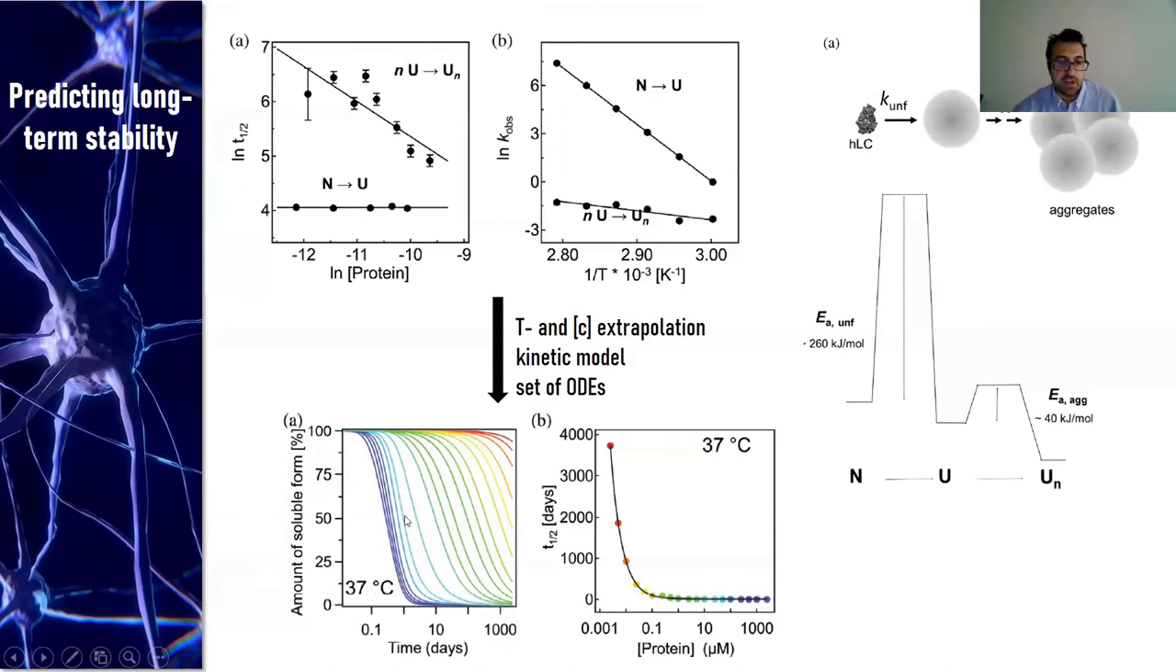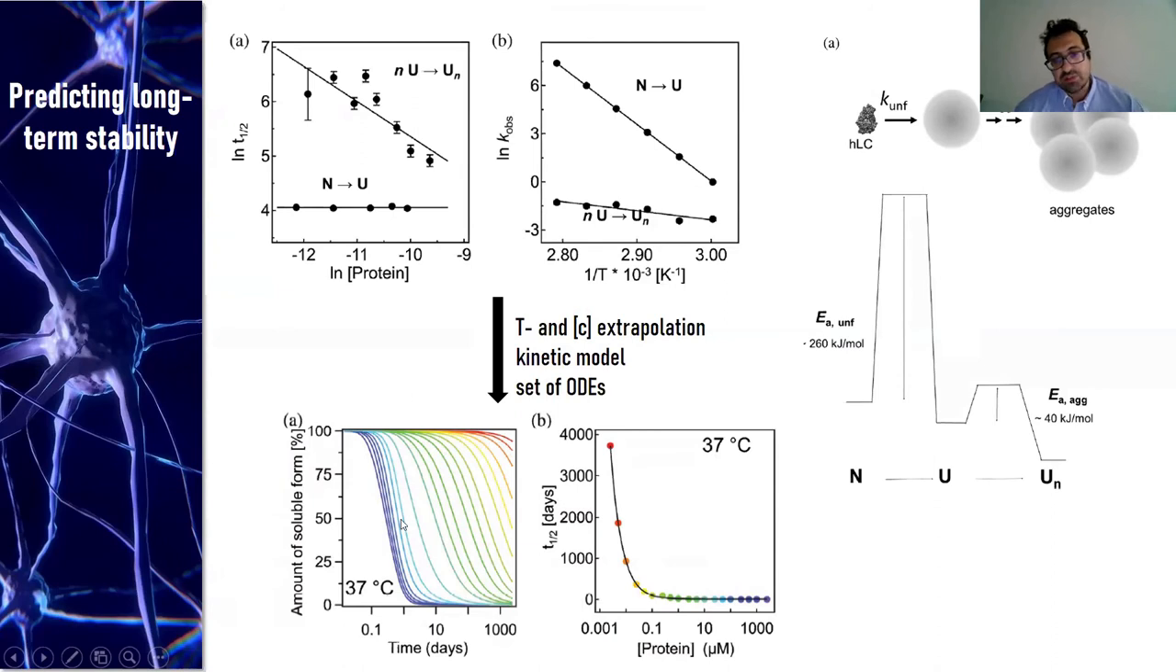So what you can see here are different concentrations of protein at 37 degrees. And as you can see, the amount of soluble form decreases most at the highest concentration. So here, the highest concentration decreases rapidly, while at the lower concentration, the red here, the amount of the soluble form nearly doesn't change for a very long time.